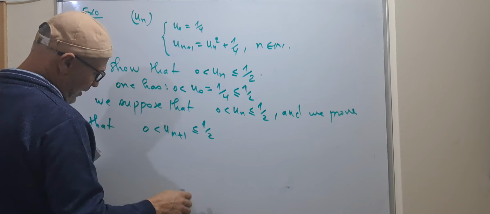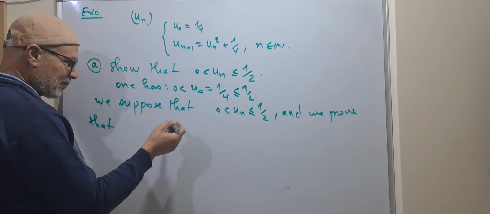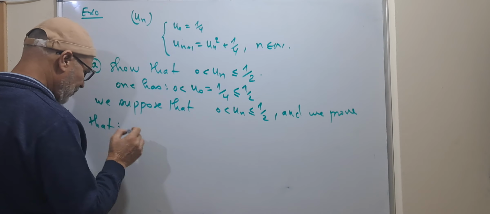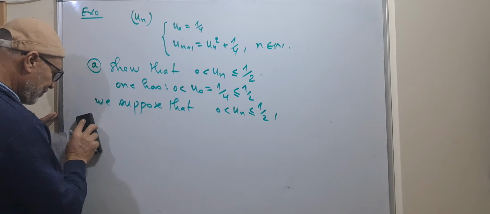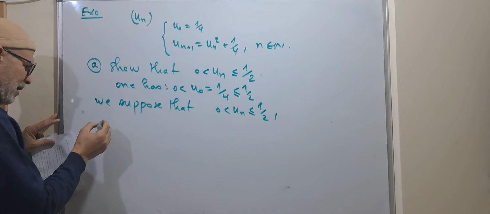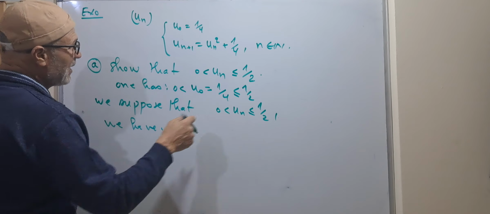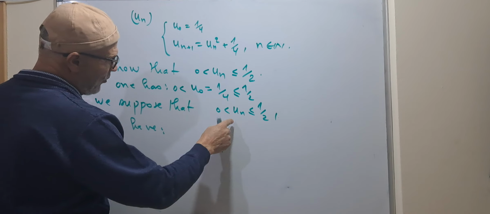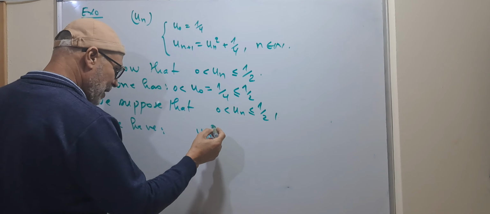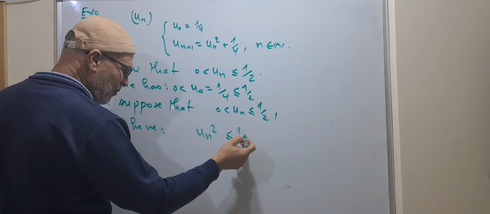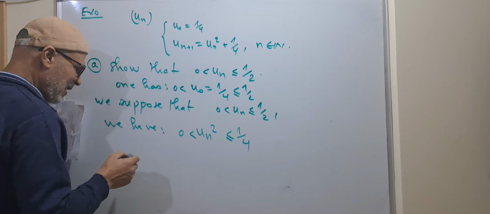U(n+1) is still less than or equal to 1 half and strictly greater than 0. How can we do this? Very simple. We have by induction that Un is between 0 and 1 half, so Un square is less than or equal to 1 over 4 and greater than 0.